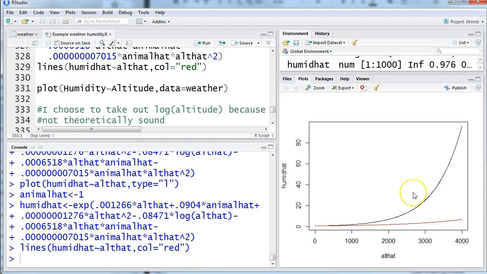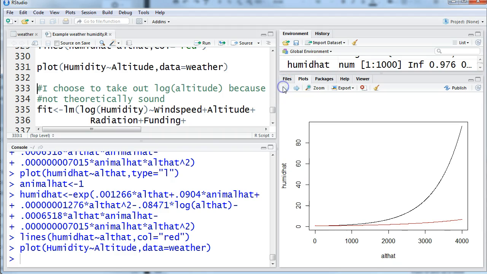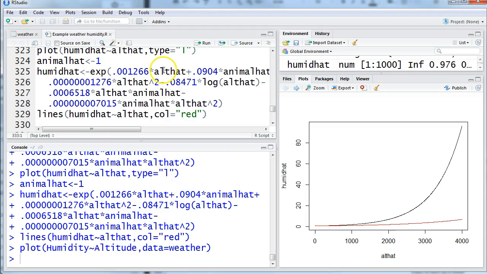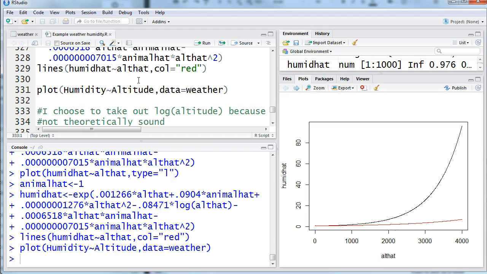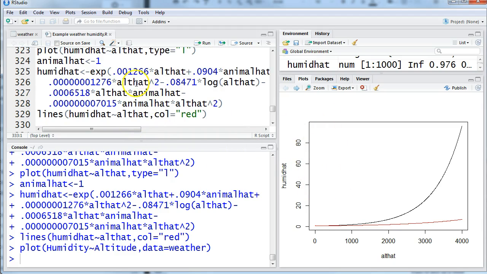It looks like that. Does that match the original graph of the distribution? Yes. Notice the scale is different, and that's because I have not included any of the other variables. This prediction right here is only altitude and animal, which has that interaction. But I didn't include, for example, radiation, funding, and wind speed, and having those variables in would have changed this scale, made it look better. Also, another really important thing right here, notice that guy?